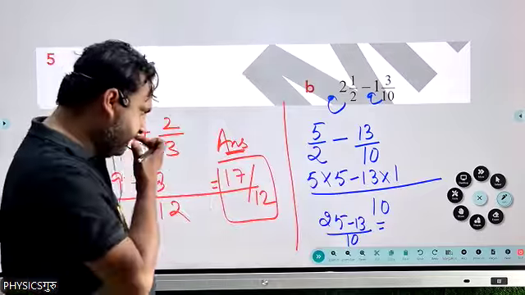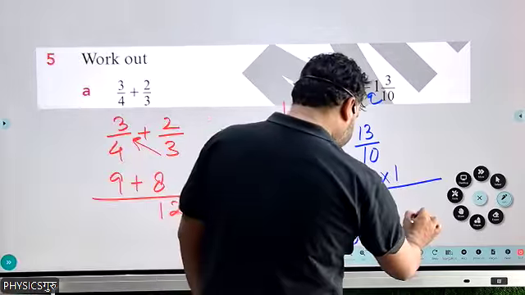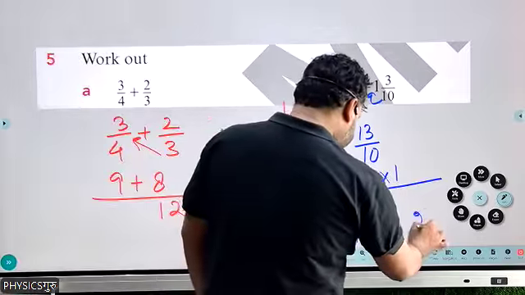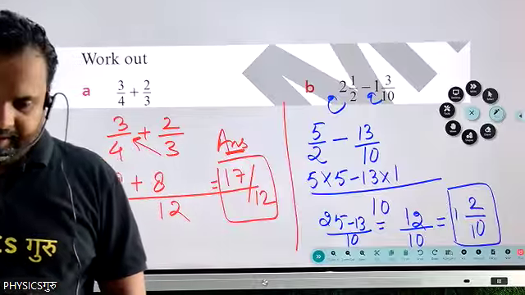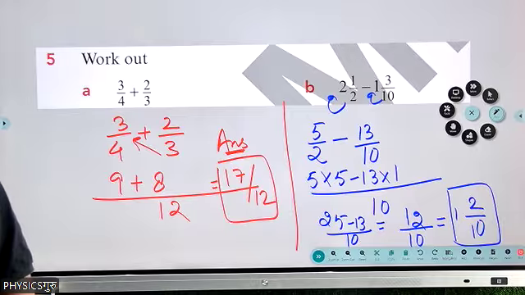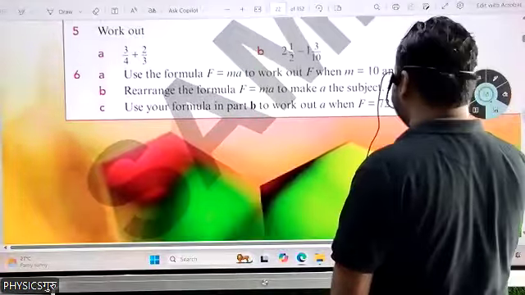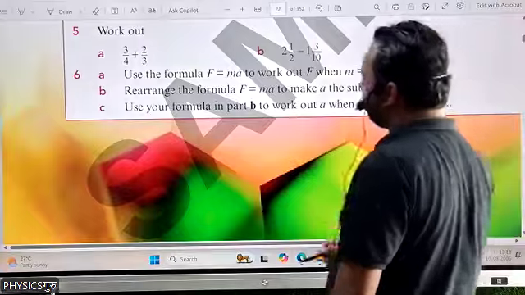What is 25 minus 13? So 5 minus 3 is 2, 2 minus 1 is 1. So 12 over 10. The required answer is 1 whole number 2 over 10. It's easy, simple. Next one. Question number 6.